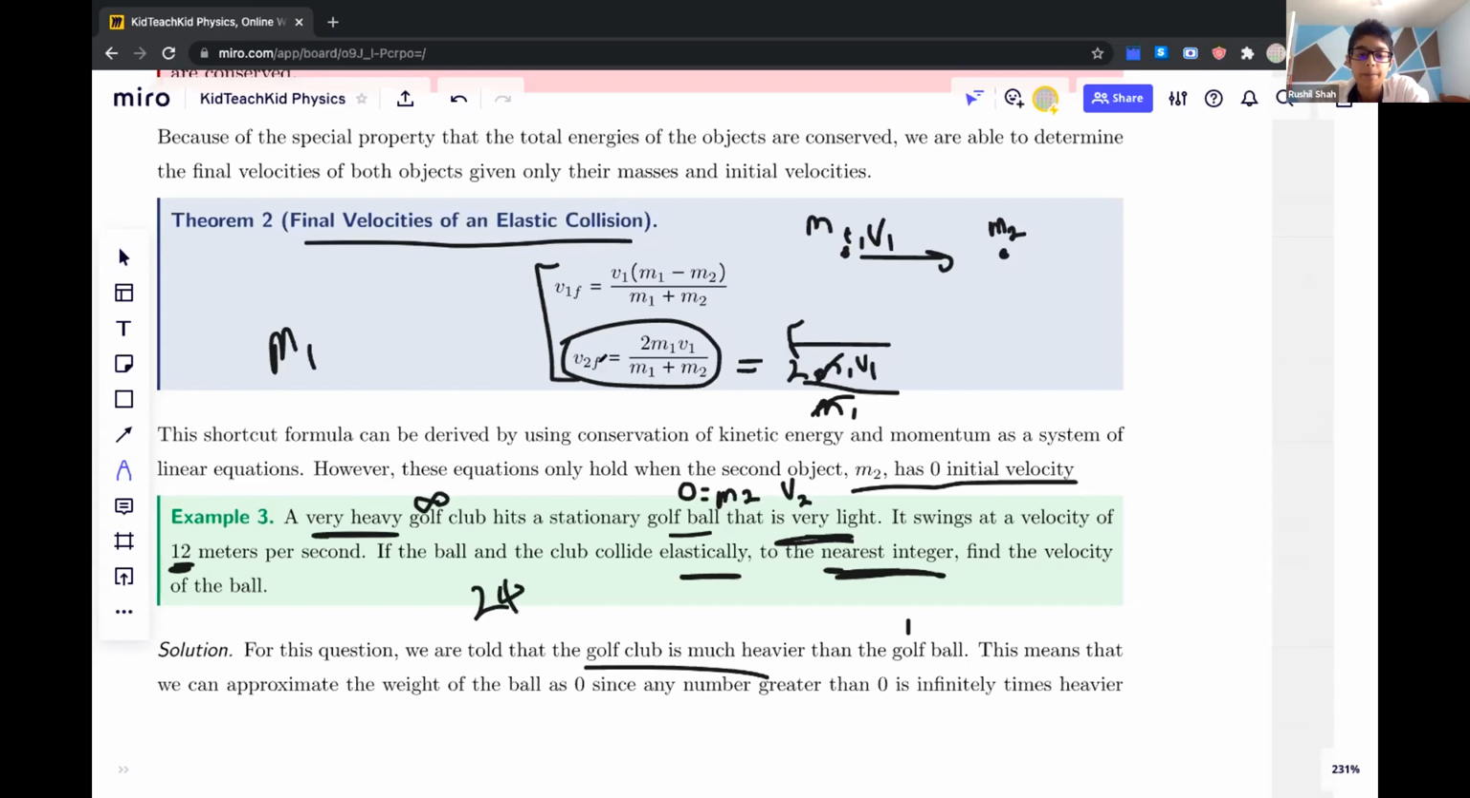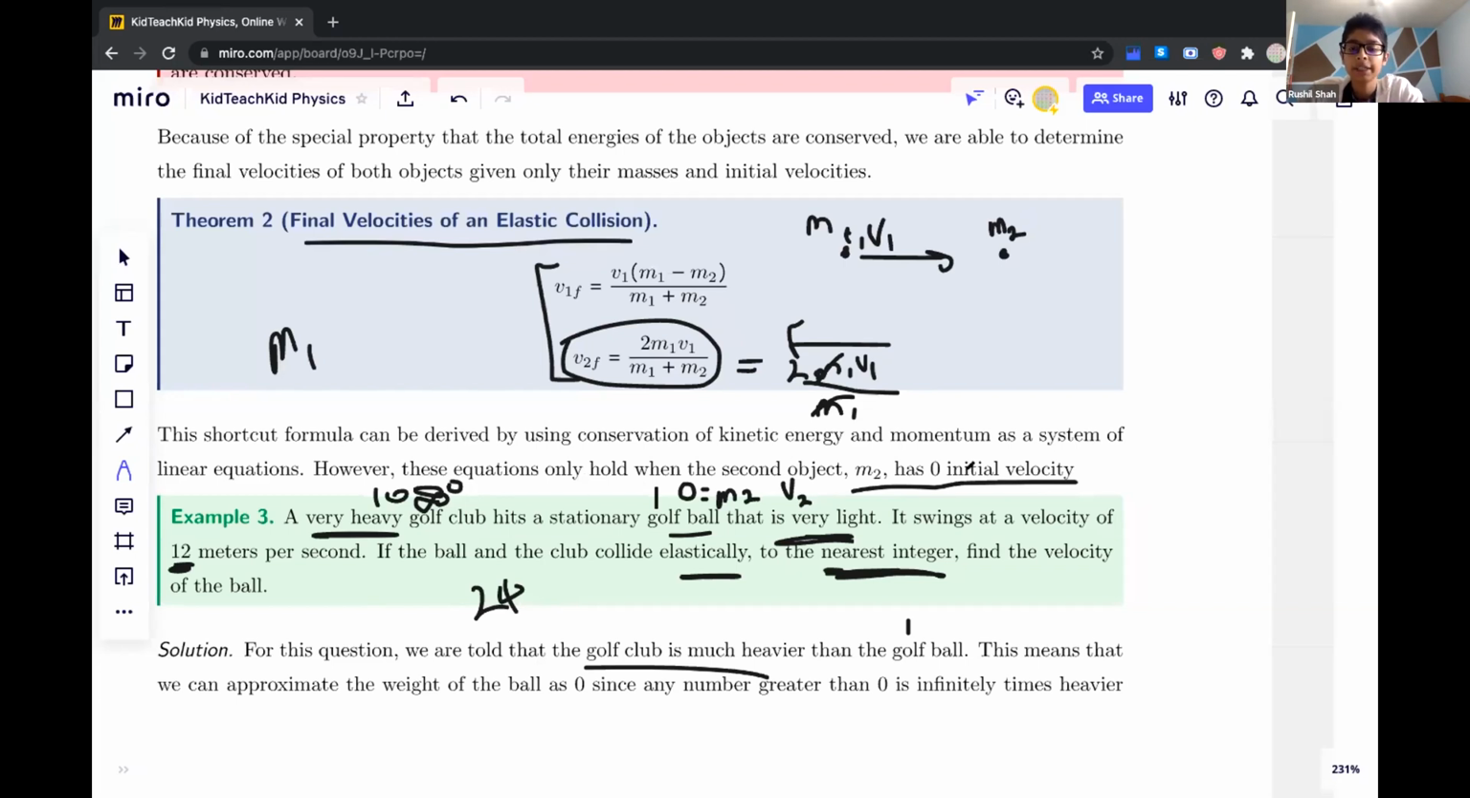And yeah, so to reiterate, the reason why I approximated is because we wanted to find the nearest integer. Like if the mass of the golf club was 1,000 kilograms and the mass of the golf ball was 1 kilogram, and we plug this into the equation, we're going to get a number that's like 23 point something. It's like 23.99 something like that. And that's very close to 24. So that's why we are able to approximate.